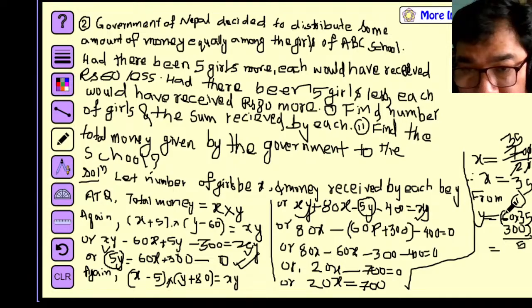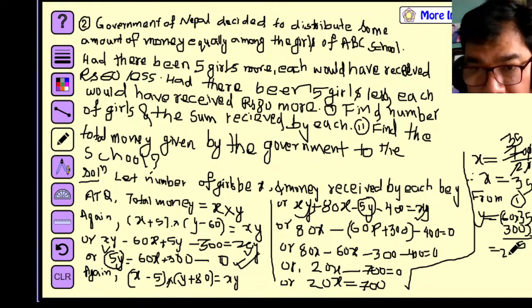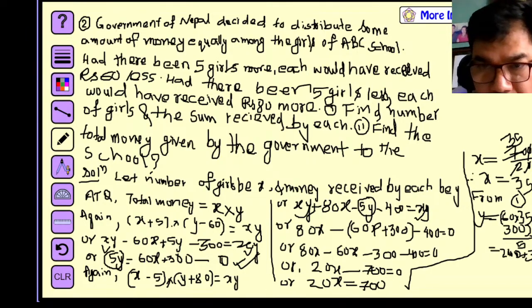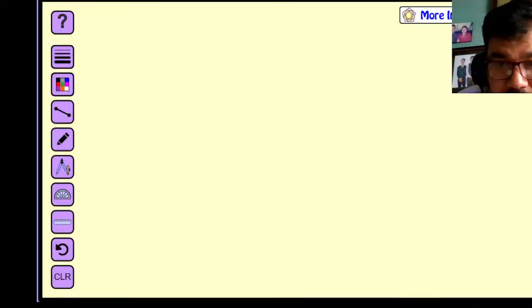Let's do this one again here. 35 into 60 comes to 2100. 2100 plus 300, and divided by 5.